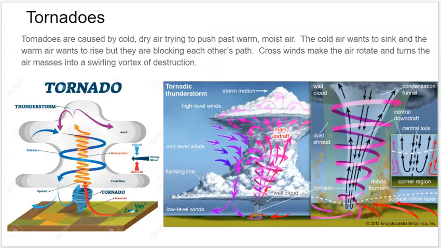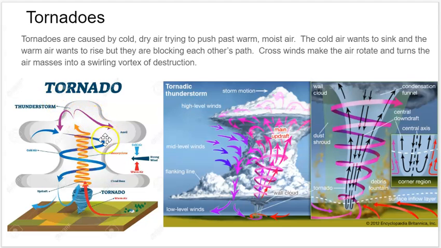So tornadoes require very specific conditions to be formed. Tornadoes are caused by cold, dry air and warm, moist air. They don't mix. They want to skate by each other. But if the cold air is on top and the warm air is on the bottom, they're trying to slide past each other and can't. Cold air wants to sink, but the warm air is in the way. The warm air wants to rise, but the cold air is in the way.